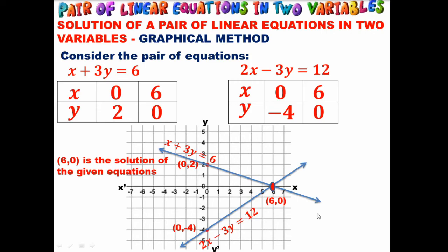So this is how we solve a pair of linear equations using the graphical solution. So the solution is x equals 6, y equals 0. Suppose you have the straight lines to be parallel, then we say that the given pair of equations have no solution. If you get 2 coincident lines, then we conclude that it has infinitely many solutions. So this is how we solve given equations using the graphical method. Hope you all understand the graphical method of solving a pair of linear equations in 2 variables. Thank you.